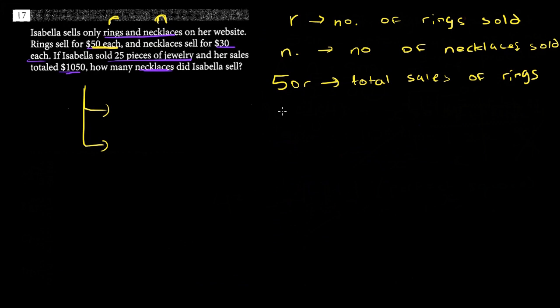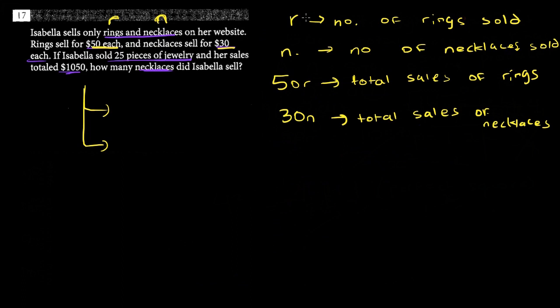And likewise, 30N, we know that each necklace sells for $30 each. 30N should be the total sales of necklaces. It's the total amount of money we receive from selling all of Isabella's necklaces. And so this is very important.